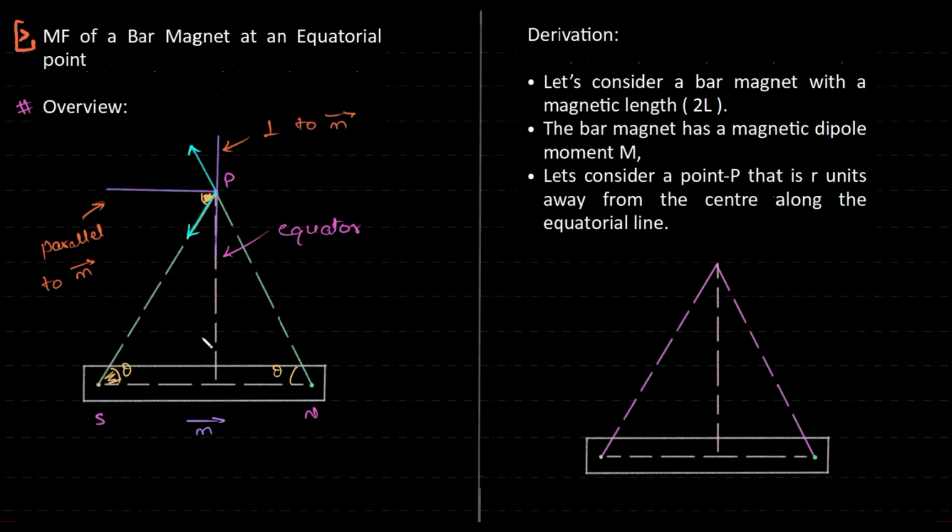Next, we have to look into the angle of the other north pole's force as well. So how will we relate that? We have to make use of this. So this is your 90 minus theta. This is 90 degrees. This is theta. This is 90 minus theta. So this is also 90 minus theta. And this will be what? This is perpendicular. So this has to be theta.